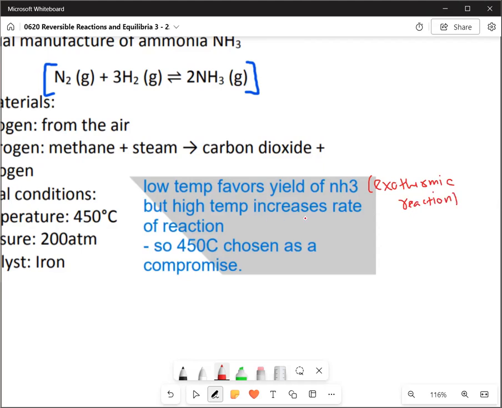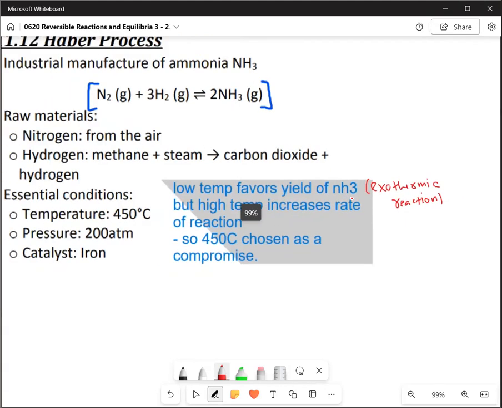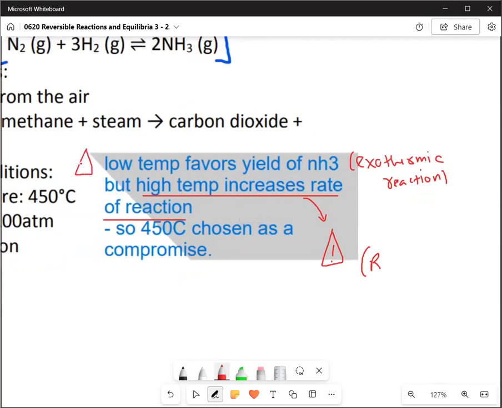High temperature increases the rate of reaction. So 450 degrees Celsius is chosen as a compromise. Okay? Any doubts? No. The reaction is too slow. Now you don't write this in the exam. This is what you need to write in the exam, which is given here. Basically, the reason behind it is that the reaction is too slow.